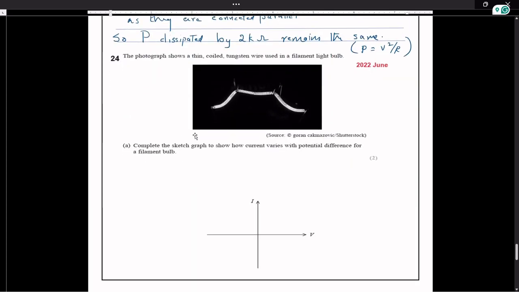Now let's see the last part of the question. The tungsten wire used in a filament light. Complete the sketch graph to show how the current varies with the potential difference for the filament lamp. Initially, along with the voltage, the current increases, but it changes like this. Similarly, the other part is symmetrical. Initially it increases and then it levels off.